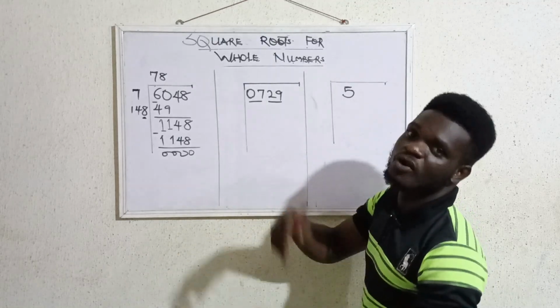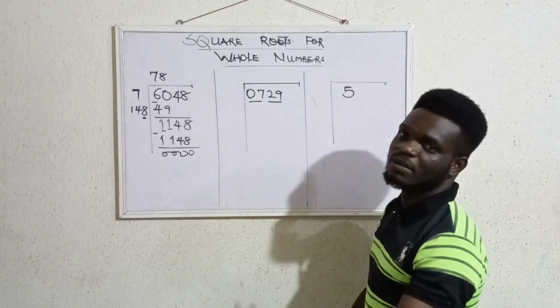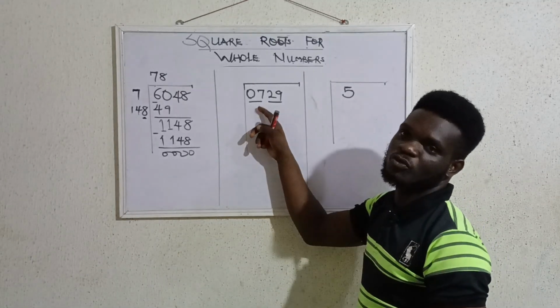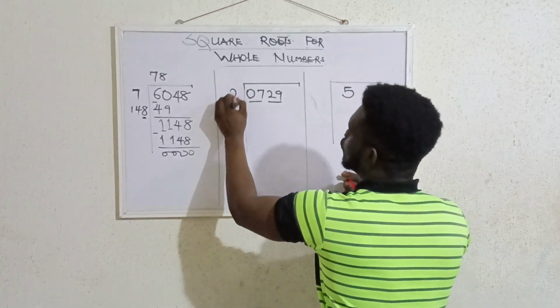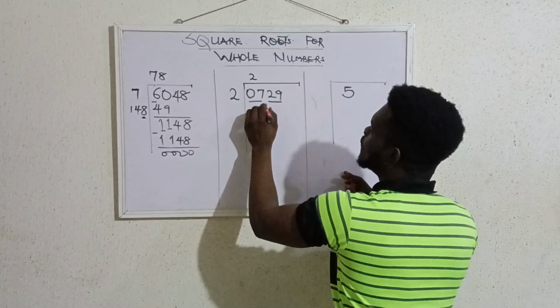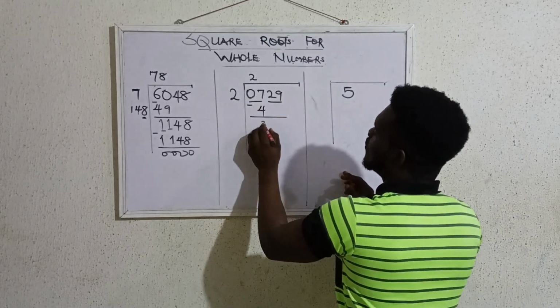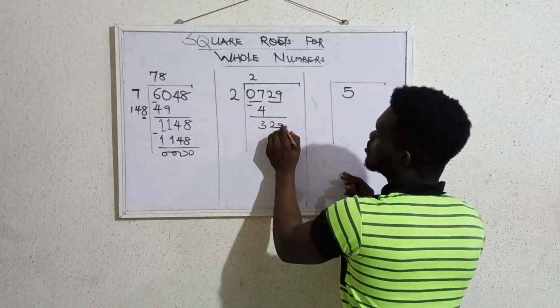If you say 1 times 1, you have 1, 2 times 2, you have 4, 3 times 3, you have 9, which is already more than 7. So we need something close to it. We're going to pick 2 times 2. So you drop your 2 and you put 2 there. 2 times 2, you have 4. Subtract this number, you have 3. Don't forget you drop in pairs, 29.